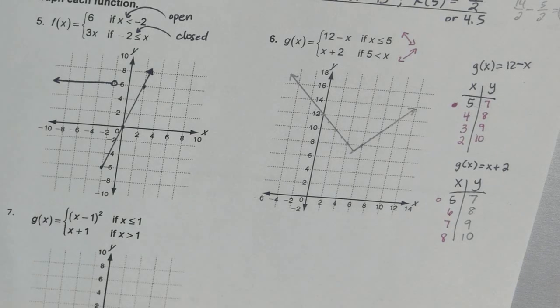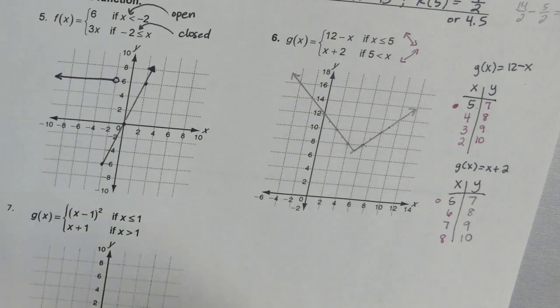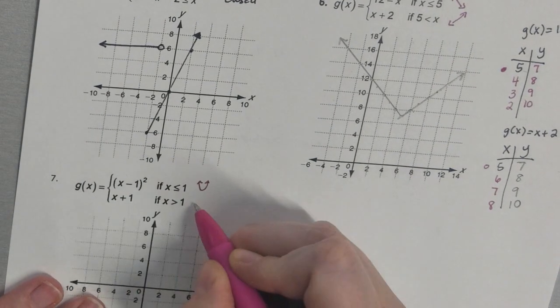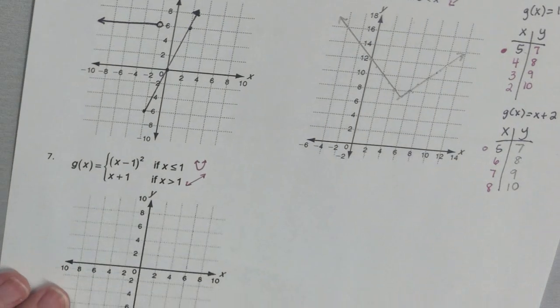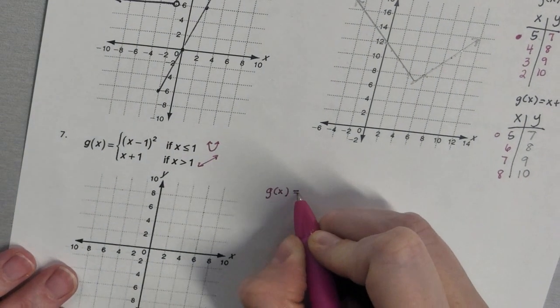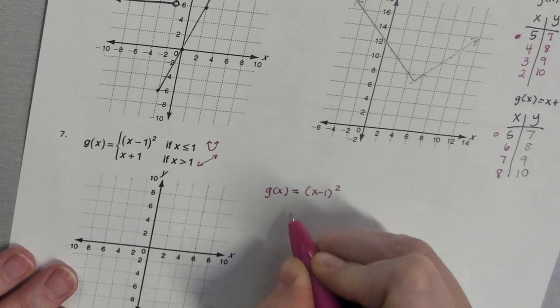All right, let's check out our graph of the last one. So the last one, they both weren't linear. One of them was what? Quadratic. What's the shape of a quadratic? Yes. Okay, so you should have a parabola opening up because it's positive, and then this is linear here. So you have your two charts, g of x equals x minus 1 squared.